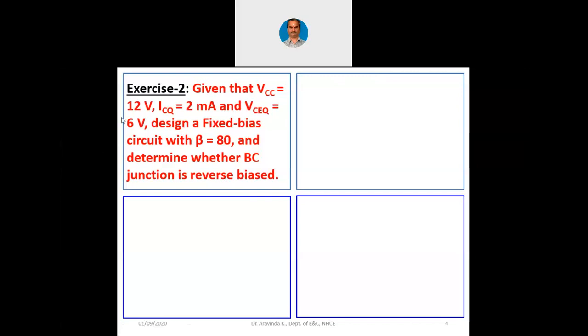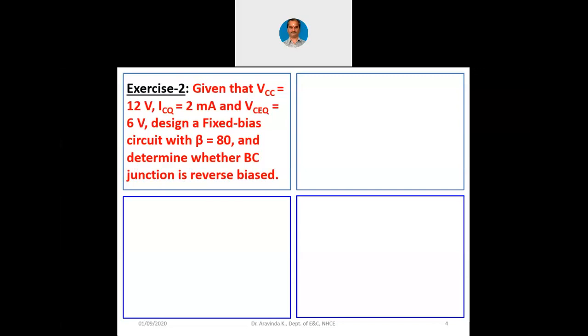Given that VCC equals 12 volts, ICQ is 2 milliampere, VCEQ is 6 volts, design a fixed bias circuit with beta equals 80. See here, Q point is given, supply voltage is given. You will have to visualize the circuit now. Designing the fixed bias circuit means you have to find out the value of RB and RC given beta equals 80, and determine whether the BC junction, the base to collector junction, is reverse biased. Now quickly work this out and tell me the answer.